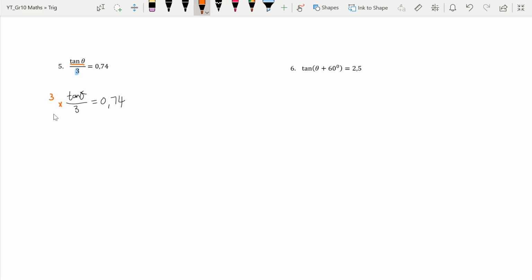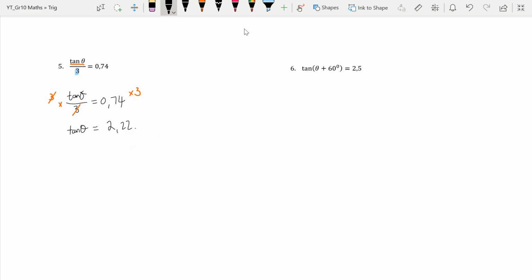Why am I multiplying by 3? Because then these cancel out. As long as I do the same thing on the other side, I can do that. So now I got rid of the fraction by multiplying with whatever the denominator is, and then I get 0.74, and I times that by 3, and that gives me 2.22.